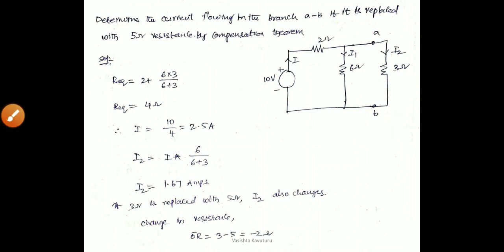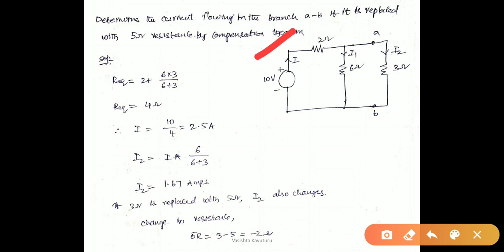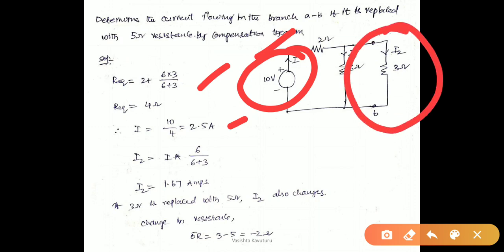So before that, first from the given network we have to calculate the equivalent resistance, and then the current from the total supply, that is the current from the supply I. Then we have to find out the current in this 3 ohm branch. The current in this branch can be obtained by the current division rule here, that is 1.67 amps.